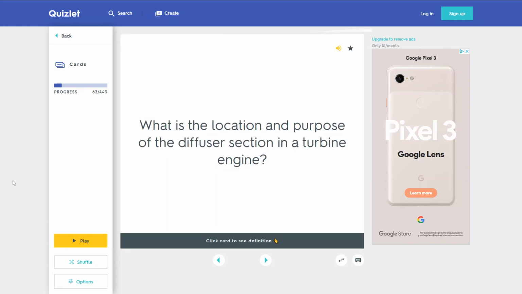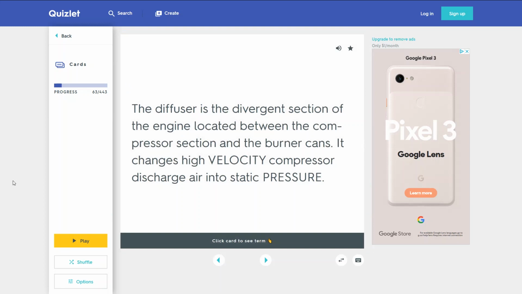What is the location and purpose of the diffuser section in a turbine engine? The diffuser is the divergence section of the engine located between the compressor section and the burner cans. It changes high-velocity compressor discharge air into static pressure.